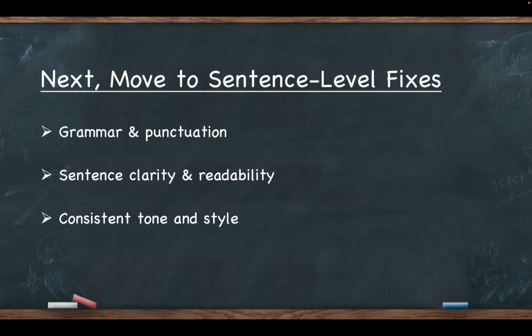Next, you move to the sentence level fixes, which is where you're copy editing. You're adjusting grammar yourself, you're adjusting the punctuation, putting full stops where they should be, and commas where they should be, and hyphens where they should be. You're ensuring sentence clarity and readability, making sure that each sentence is communicating exactly what it should communicate, making sure that you don't have unnecessarily long sentences where you have like 4 commas making up just one sentence. Ensure that it's readable, right? Ensure that it's easy on the eyes, easy on the brain.